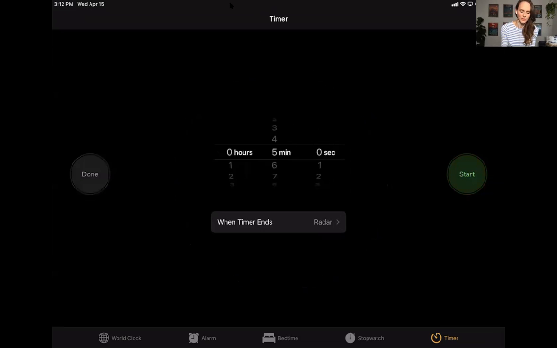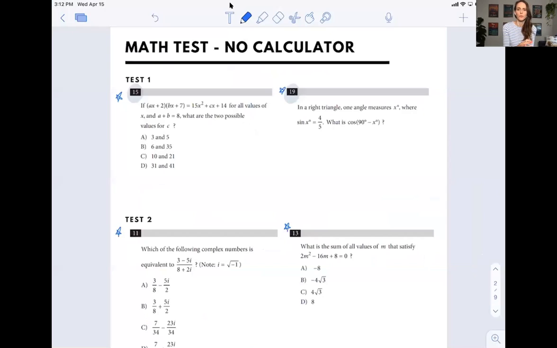Okay, let's look at these. So for these questions, let's do a quick little vote here. Which one do you think would be the most time consuming on this page? Number 15, 19, 11, or 13? Which one do you think would take the most time on test day to work through?